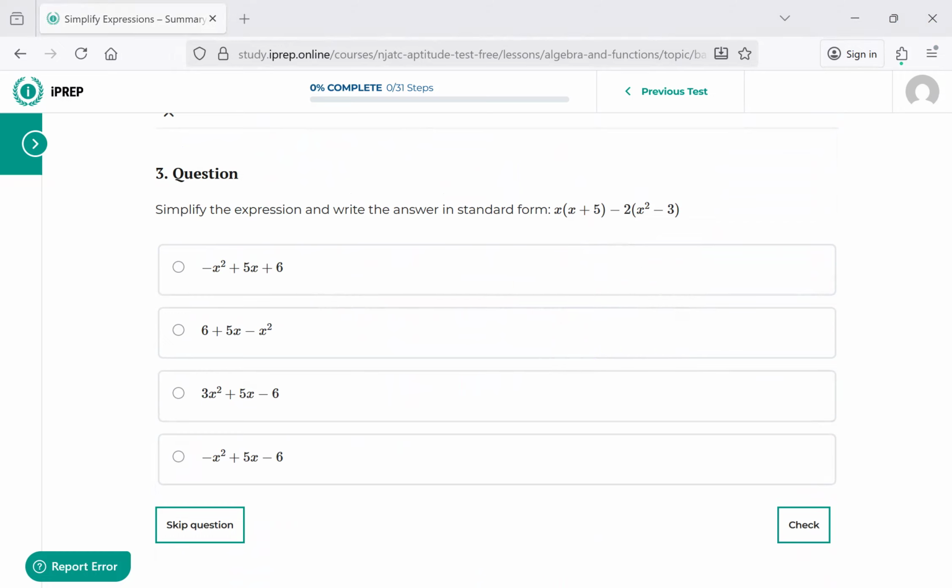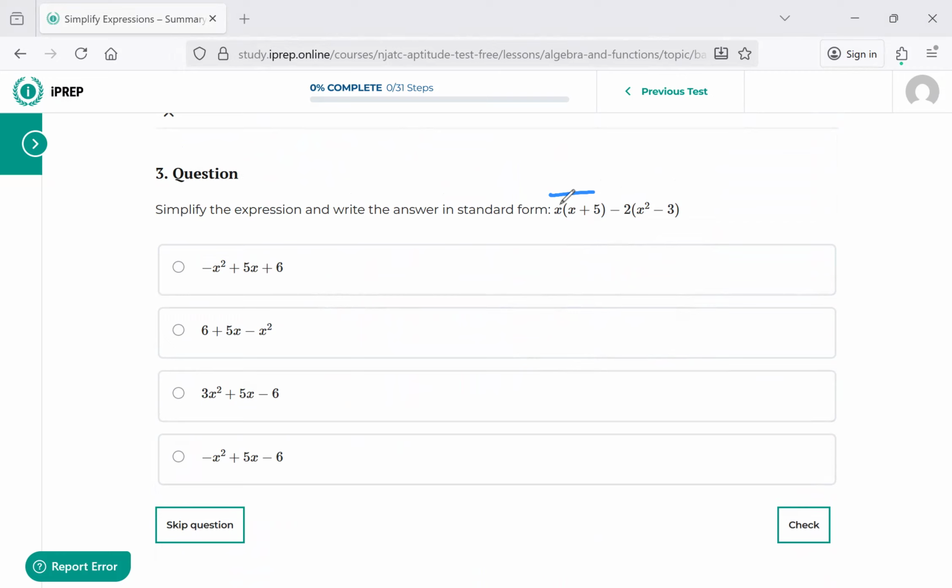Okay, question three. Same idea, simplify the expression, write the answer in standard form. What I would do is distribute this part and then distribute this -2. Don't worry about the minus, think of it as a -2, right?